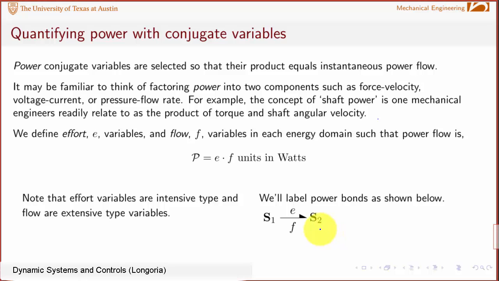And on our graphical representation, as we drew before, here we have positive power from system 1 to system 2, shown with a power bond, and we'll label a power bond when we need to show that we've got an effort and a flow, and their product gives the power that's being transmitted across that connection or through that power bond.